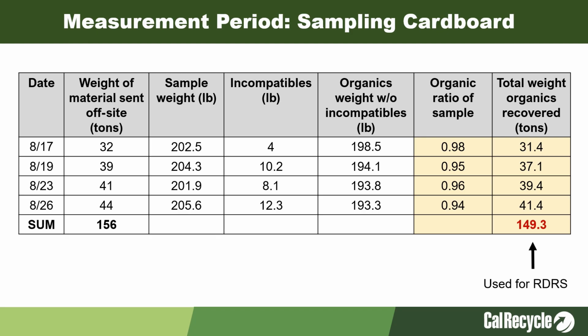So here's a table with our results from the August 17th sample we just walked through, as well as results from the samples on the 19th, 23rd, and 26th. So we've calculated the organic ratio from each sample and then used that ratio to find the total weight of cardboard recovered. Now we add up all that cardboard recovered from the 4 samples and see that there's a total of 149.3 tons of cardboard that was recovered during the 10-day measurement period. This is the number that will help us with our final sums we're putting into RDRS.